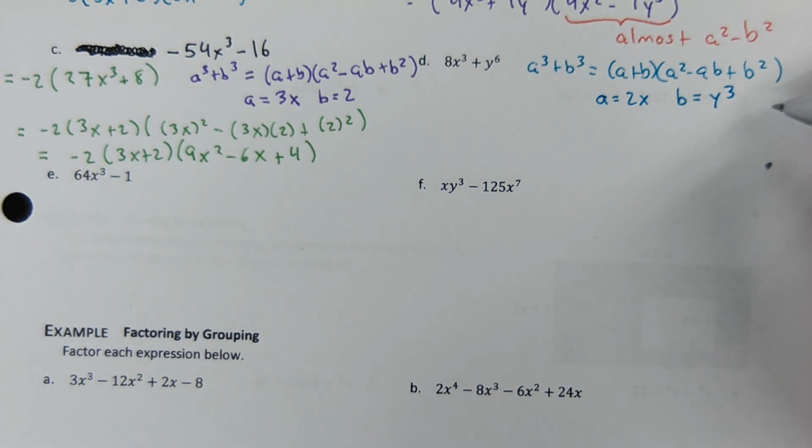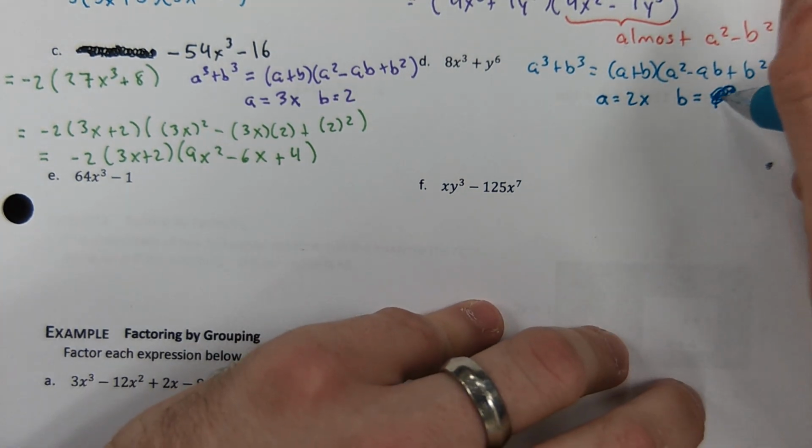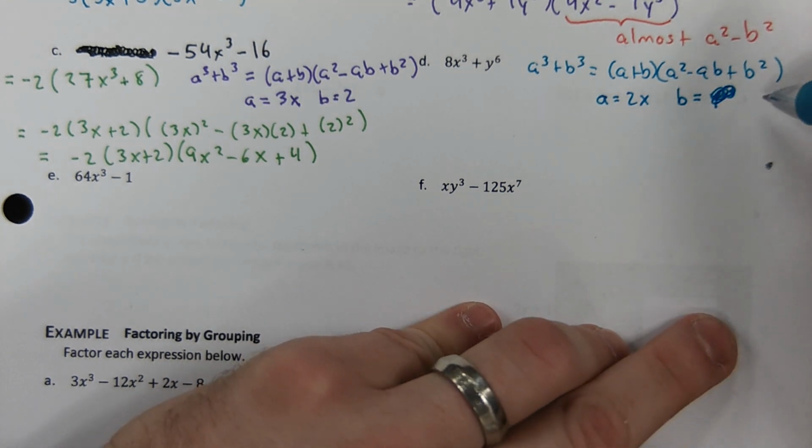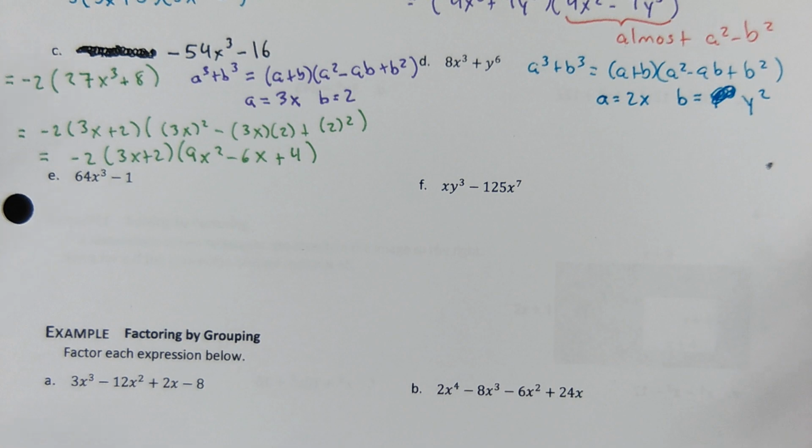No, wait, not y to the 3rd. That's the square root. Y squared. Remember, when you're taking the cube root, you're dividing the exponent by 3. When you're taking the square root, you're dividing the exponent by 2. There we go. So where do we have to watch out?